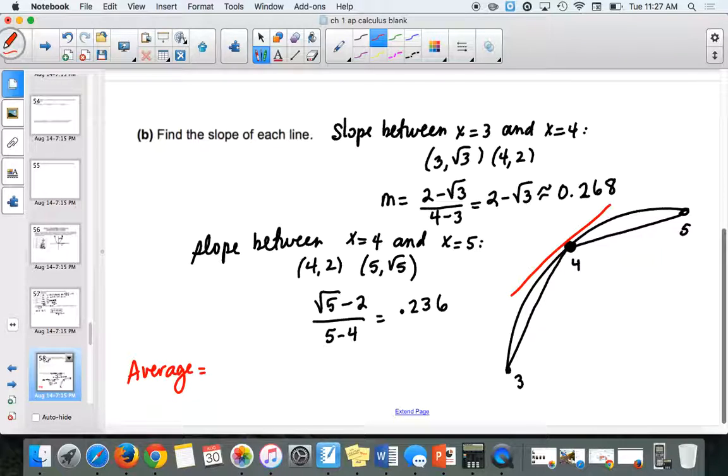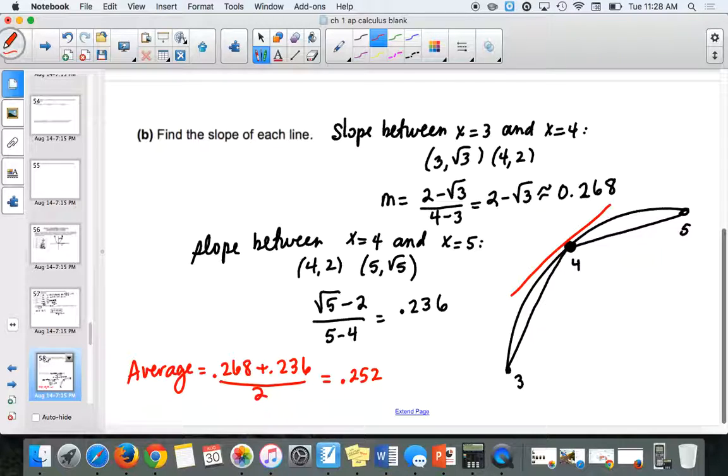I think that's what I asked you to do in your homework. So we're going to add 0.268 to 0.236, and we're going to divide by 2. And you could have those stored answers as well if you want. So we get 0.252. So that is a very, very good approximation.